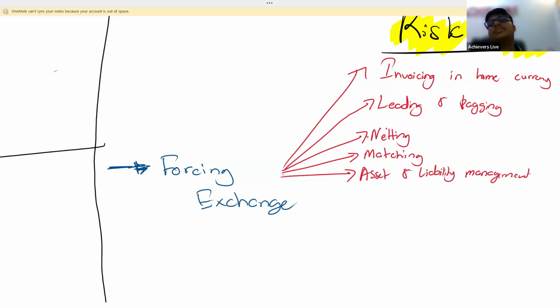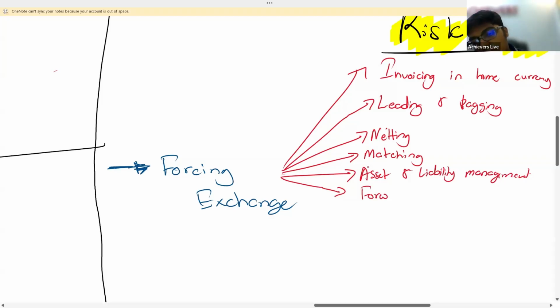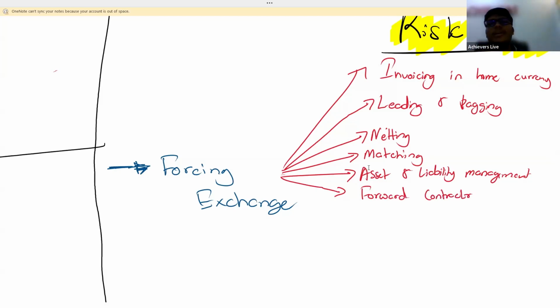All of these are internal methods. Following this, you have certain further methods, forward contracts. So forward contracts, what are they? They are agreements which you are making with the bank, which is creating an obligation for you to convert foreign currency at a future date at a fixed price. Forward contract. Next, you have money market hedging.